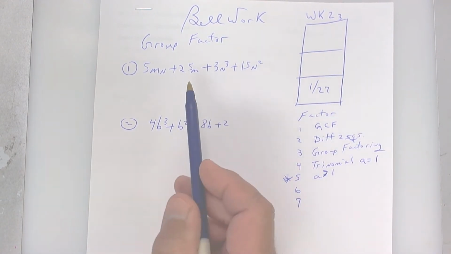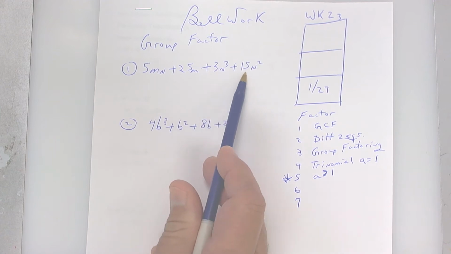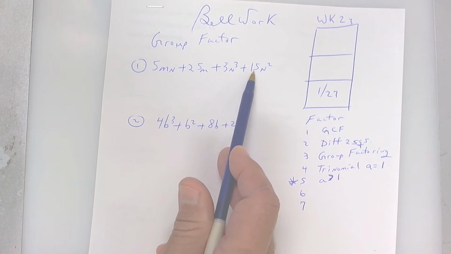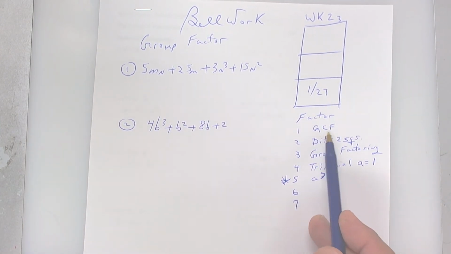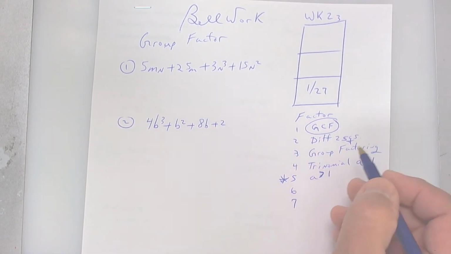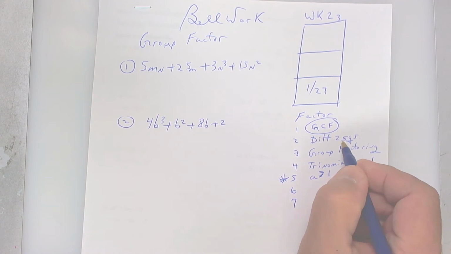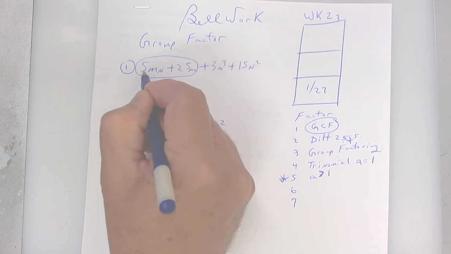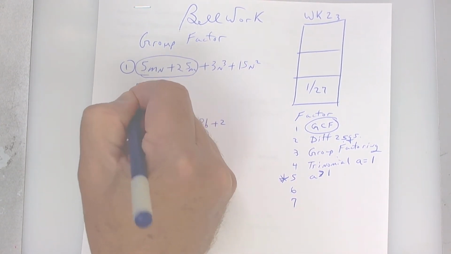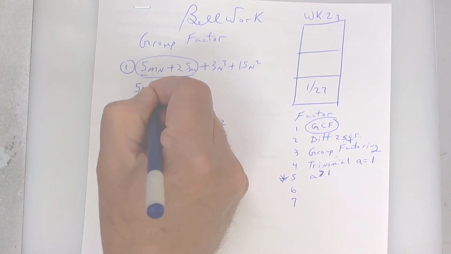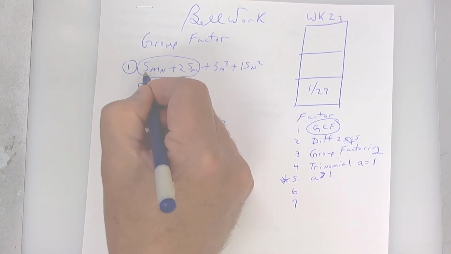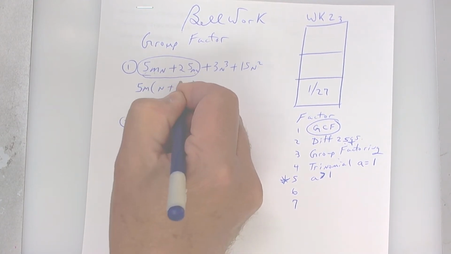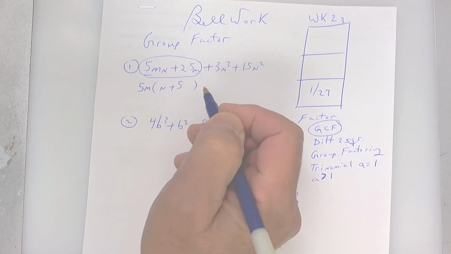This one right here, you got to look and see, do they all have something in common, like 5, a 5, a 5, but no 5. So you can't take out a 5, but you always have to check this. It's not 2 terms, so it's not going to be that. But it's 4 terms, so we're going to go to group factoring. There's a 5 in common, so you want to take out a 5. There's also an m, so you want to take out an m. So you took the 5, you took the m, you're left with n plus 5 times 5 is 25, and you already took the m out.